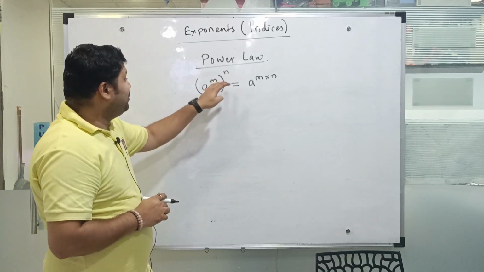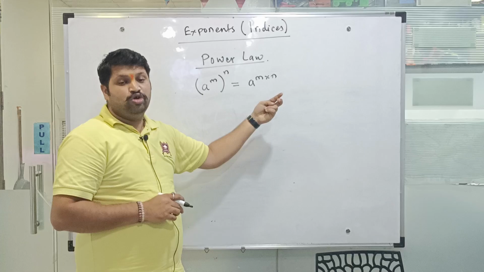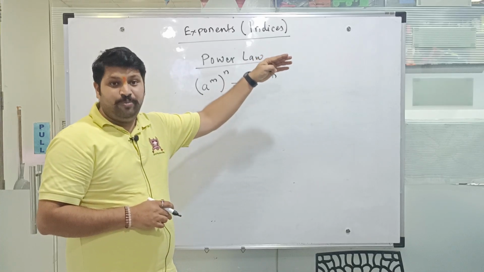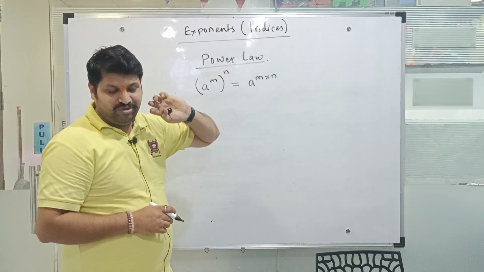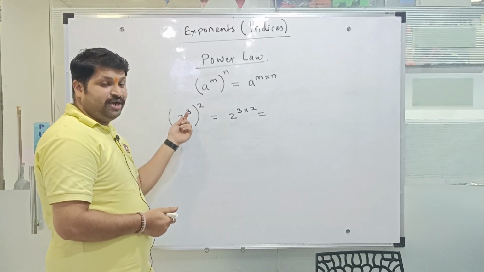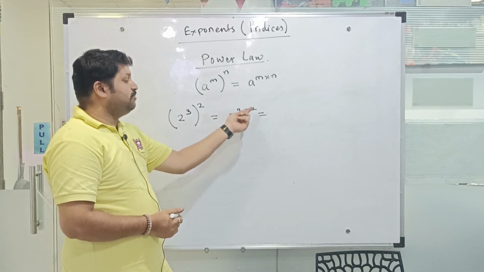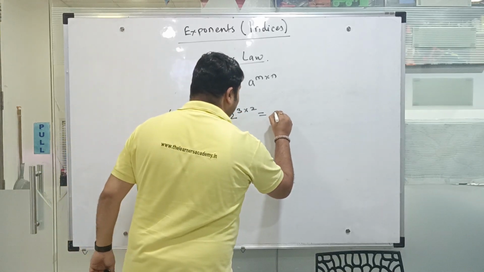Let's see what happens when it is negative and when it is positive. If one of m or n is negative, then the final answer would have a negative power, so we would get it as 1 upon a to the power of something. Let us take a simple example where we have 2 to the power of 3 to the power of 2. Our law tells us that it is 2 to the power of 3 multiplied by 2. So it would be 2 to the power of 6.